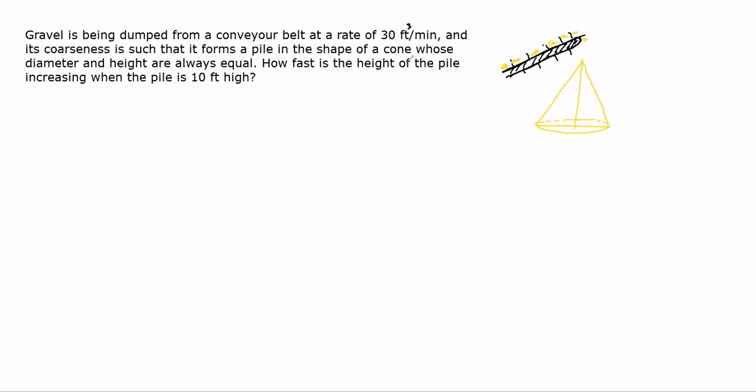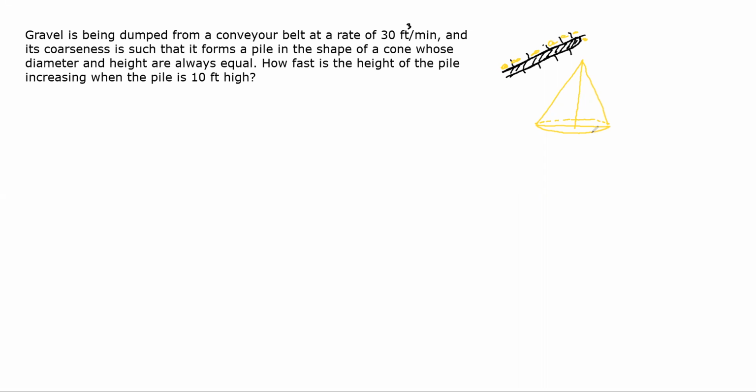Today we're going to be doing a worked example on related rates. So we are given that gravel is being dumped from a conveyor belt at a rate of 30 cubic feet per minute, and its coarseness is such that it forms a pile in the shape of a cone, whose diameter and height are always equal. How fast is the height of the pile increasing when the pile is 10 feet high? I've taken the liberty of drawing up the diagram on the right.